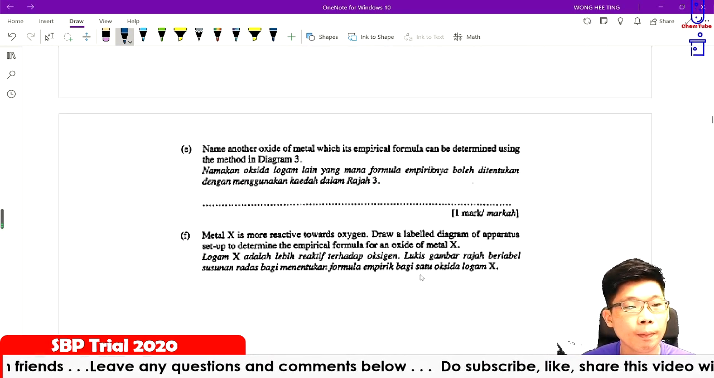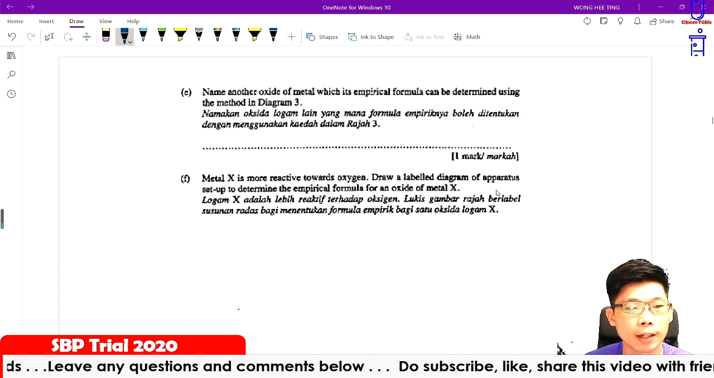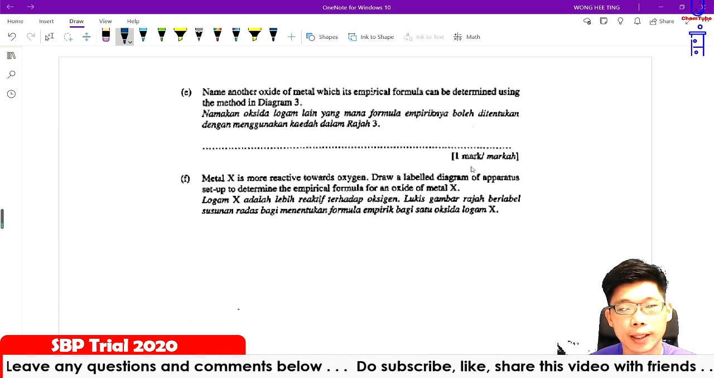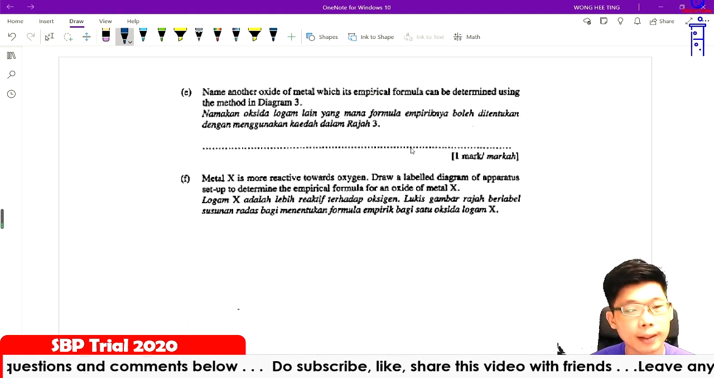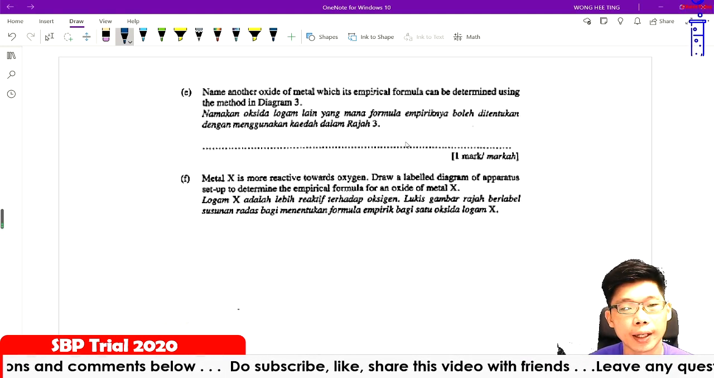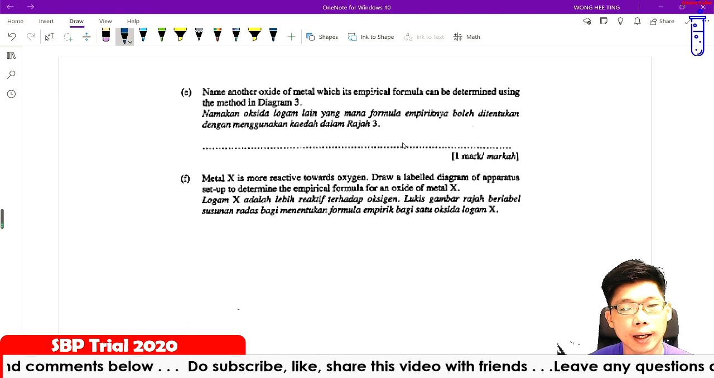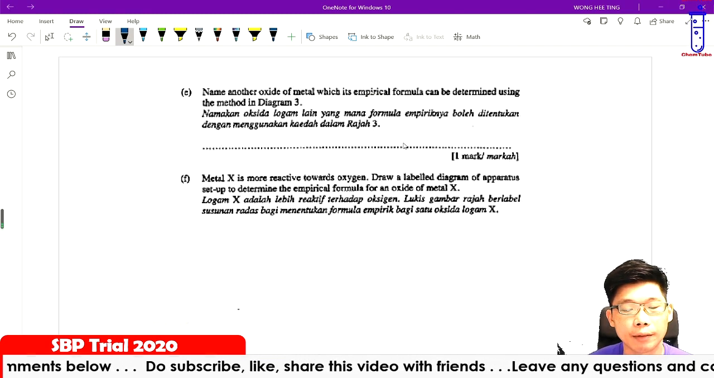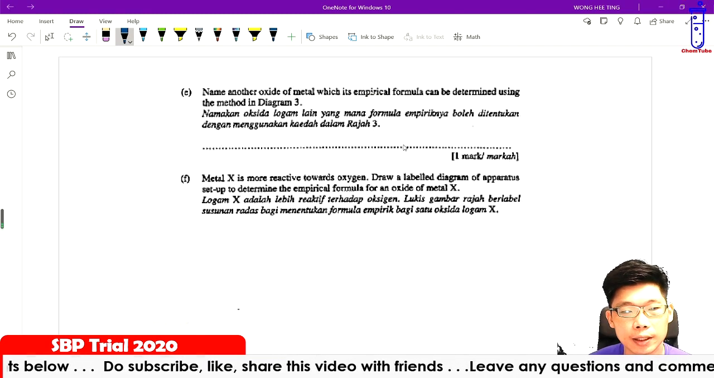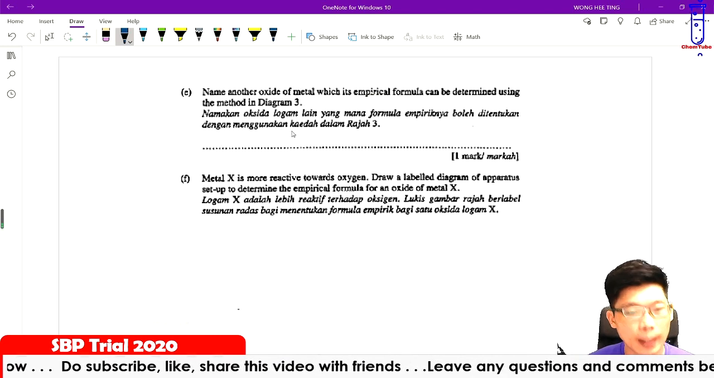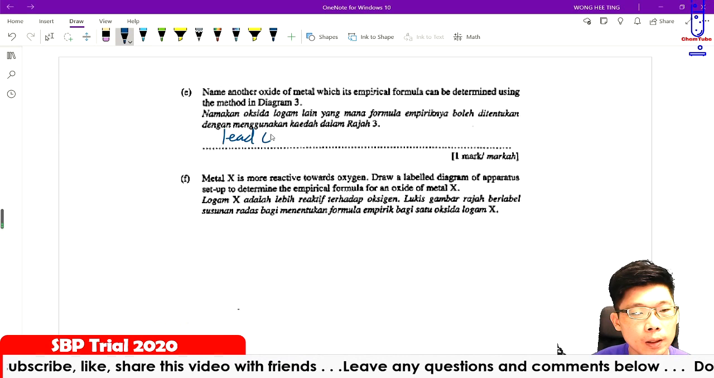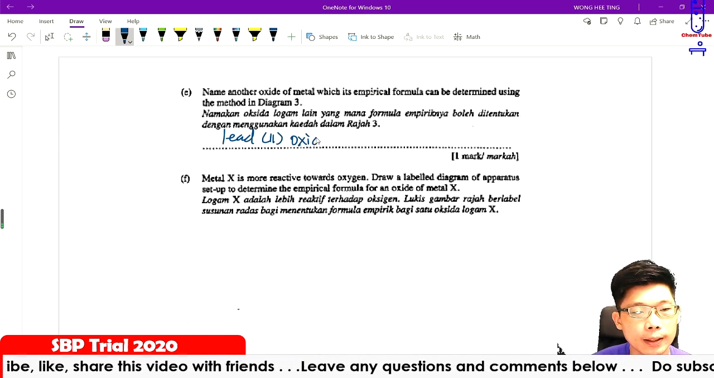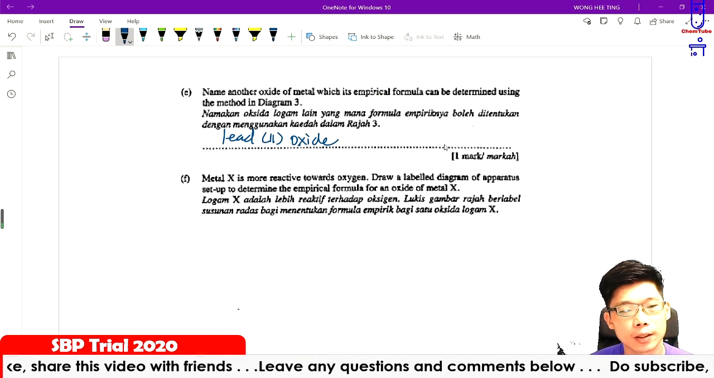E. Name another oxide of metal whose empirical formula can be determined using the method. So same method, normally we will find one. We can refer to the reactivity series, so we can choose lead. Lead oxide.